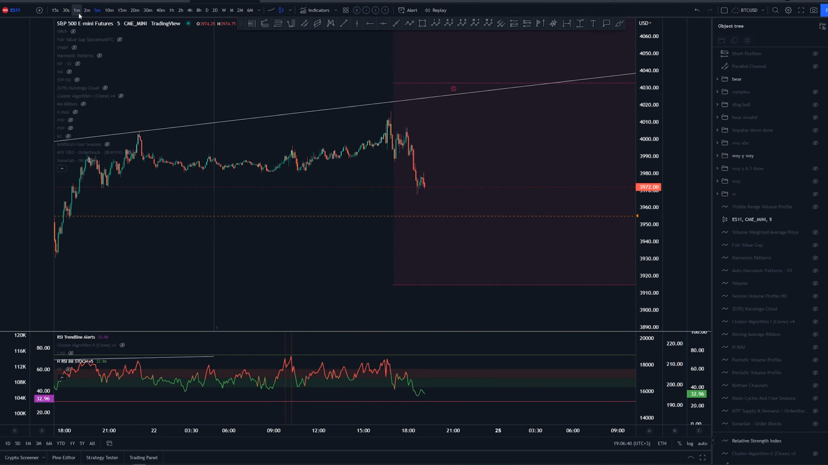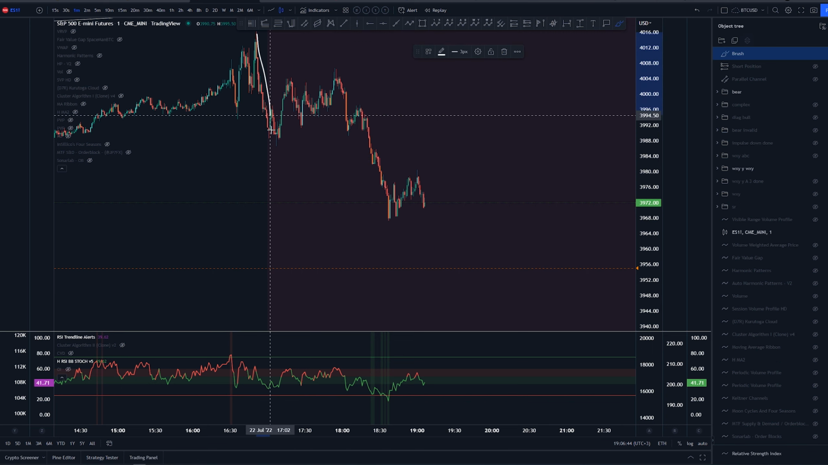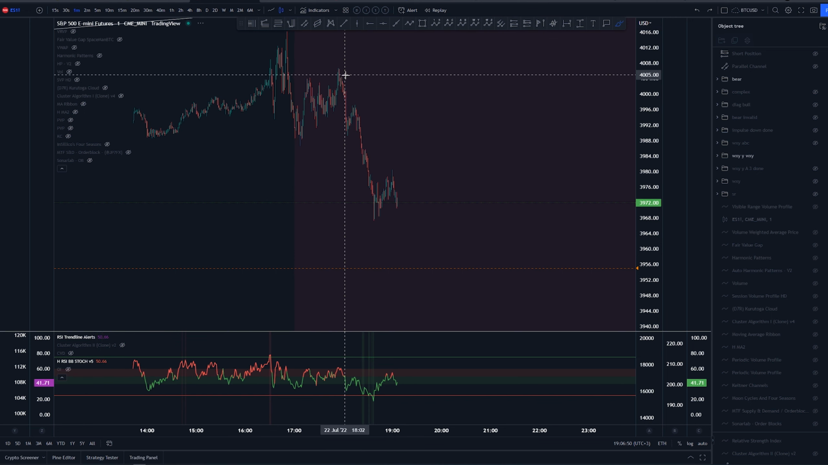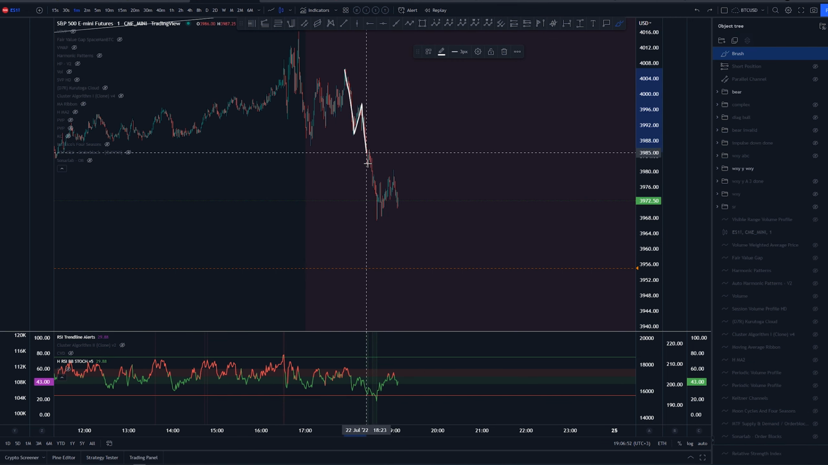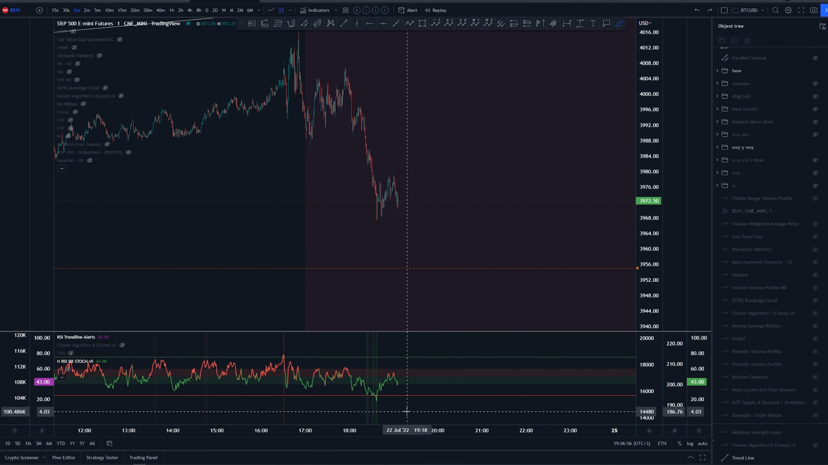Is this looking like a very impulsive structure? The first leg definitely can be impulsive. The second, sure, that can be a pullback. And this can be 1, 2, 3, 4, and 5 possibly. We have a lowest low here on RSI.